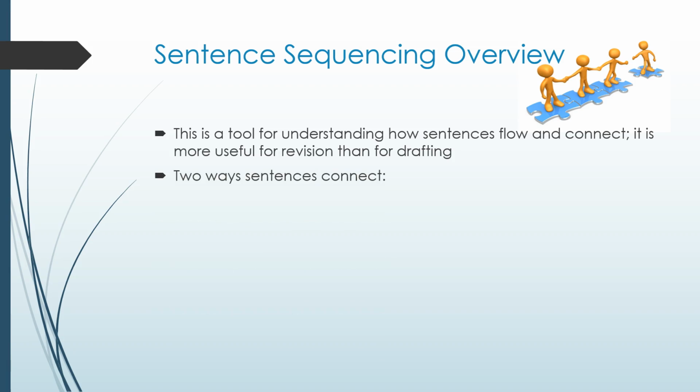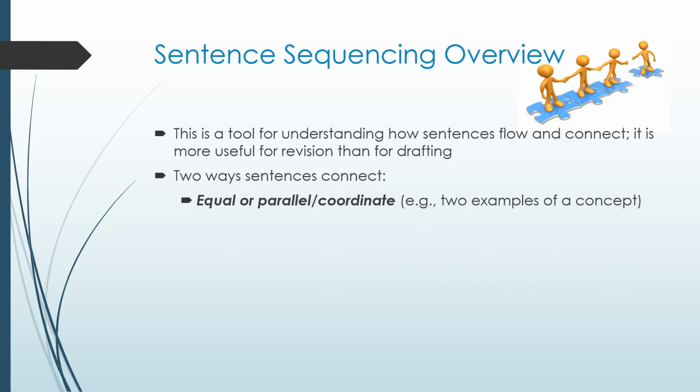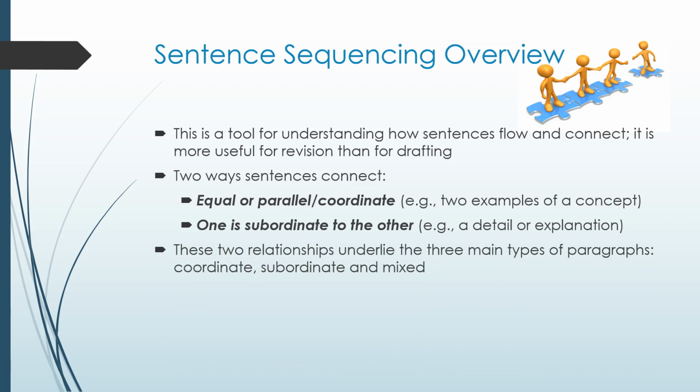There are basically two ways that sentences can connect to each other. Either they're equal to or coordinate with each other, such as two examples that both support the topic sentence, or else one is subordinate to the other and is explaining it or offering additional details to support it. Once you learn to easily recognize the relationships between sentences and determine whether they're subordinate, coordinate, or unrelated, you'll be able to use that skill to improve your paragraph's focus and flow.